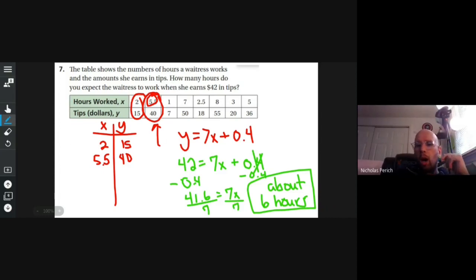You can use common sense to do these problems. So the common sense way, again, was if they want to know $42 in tips, I'll just go to the 40 right here, go up a little bit more, and up a little bit more from 5.5 is 6, which is what Mr. Perich got anyway after using that website and taking 5 minutes of our time. It's all good.